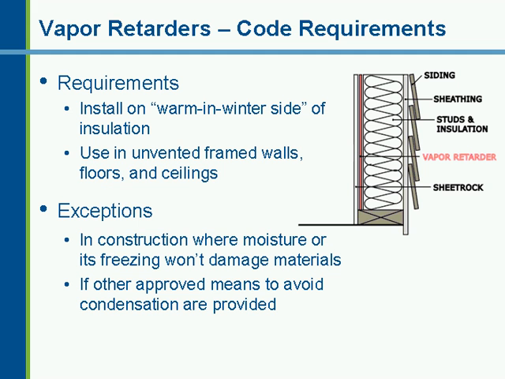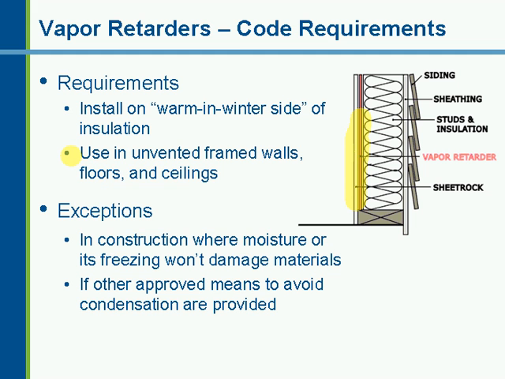Now, what are the requirements? What are you doing? You are installing the vapor retarder. Typically, you're installing it on the warm in winter side of the insulation. And this is in unvented framed walls, ceilings, and floors. And here's a picture of where the vapor retarder typically sits. Exceptions to that is where you have construction where moisture or freezing won't damage the materials, or if there's another proven means to avoid the condensation, then you would fall under that exception as well.